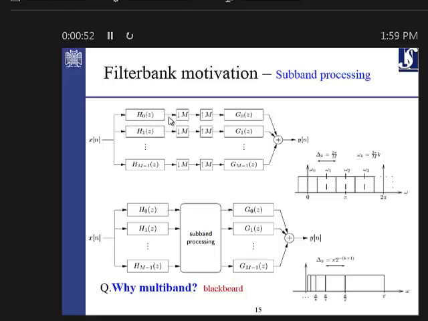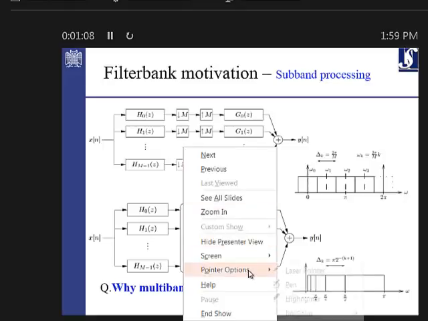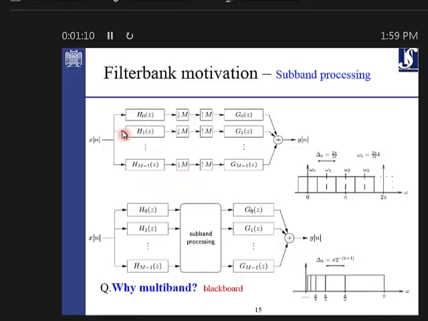We pass the signal through each of these filters. This one is the low pass filter, then come the band pass filters, and so on, if this is the spectrum. So here we have the low pass filter, the band pass filters, and the high pass filter, which is close to the highest possible frequencies.